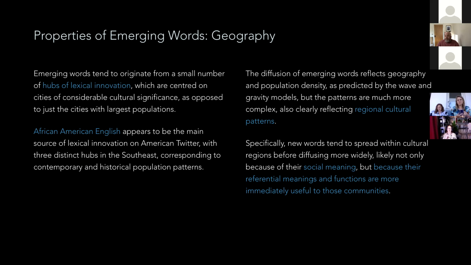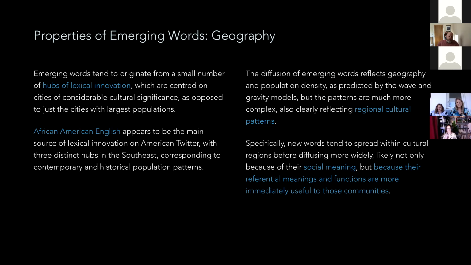We can also see that the diffusion of emerging words, so how they spread out, does reflect geography and population density as predicted by the wave and the gravity models, but also that it's even more closely constrained by these regional cultural patterns, right? So we see that words spread within cultural regions. And lastly, we can see that new words tend to spread within these cultural regions before diffusing more widely. And that's likely in part because of the social meaning they express, but I think we shouldn't say it's all social meaning.